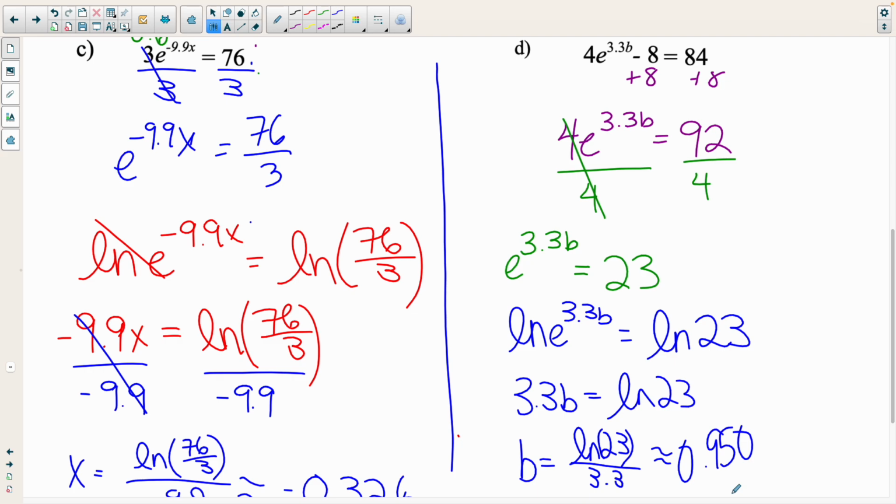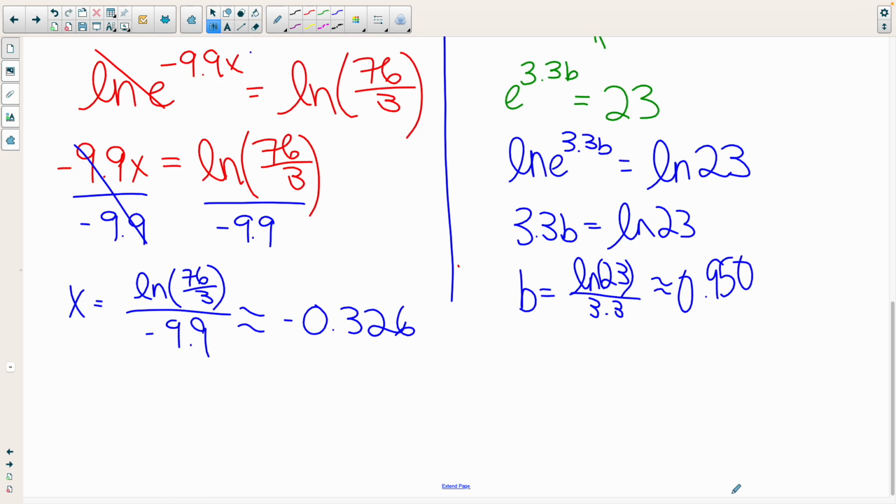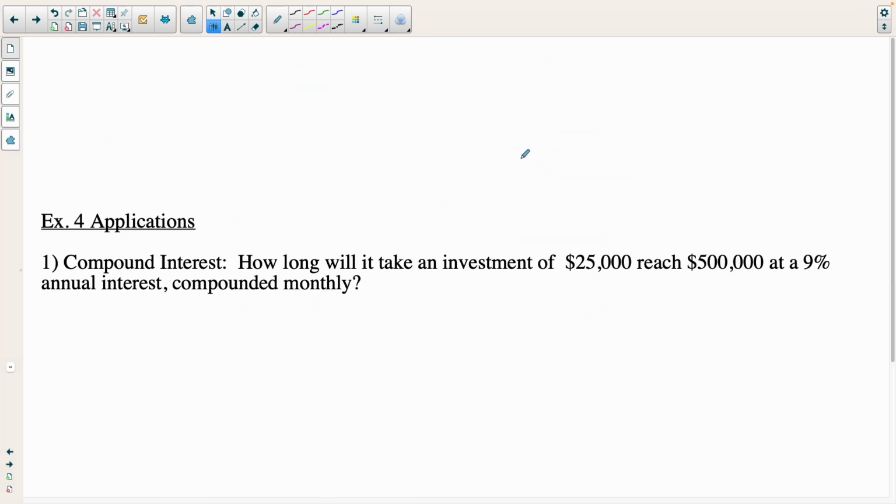Alright, so those are the three methods. So if you can make it into a same base, that's usually your best bet. If you have an E thing, use ln, and if you don't have an E base, use log. So now we're just going to do just two of these applications. We don't need to do the second one.